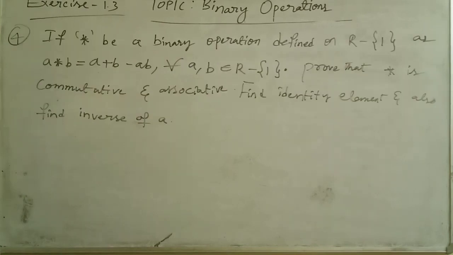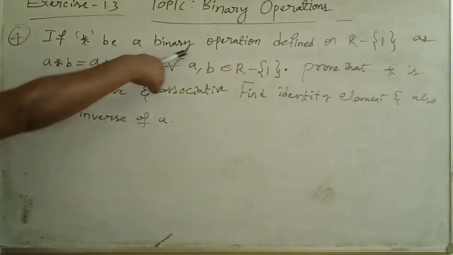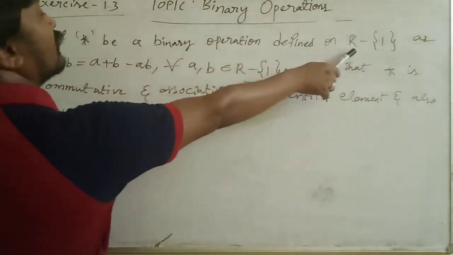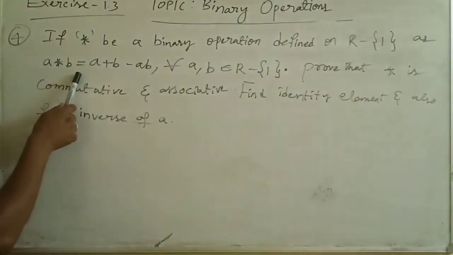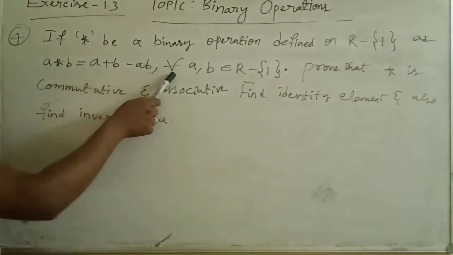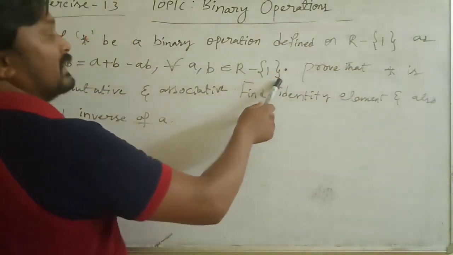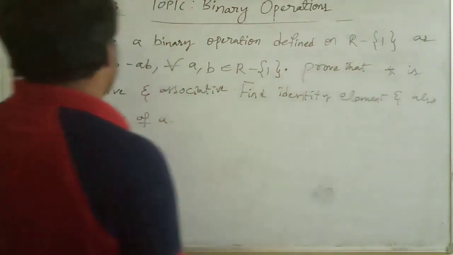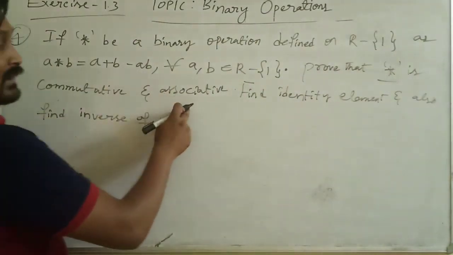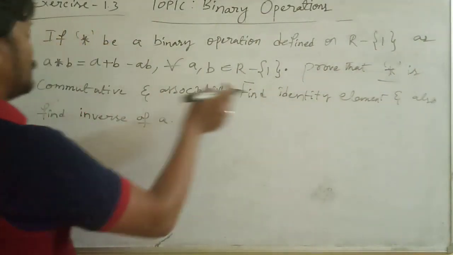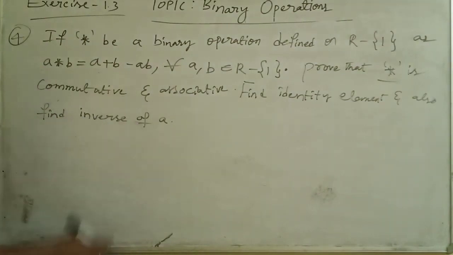Let's move on to the fourth problem. If star is a binary operation defined on R minus {1} as A star B is equal to A plus B minus AB for every A, B belonging to R minus {1}, prove that the star is commutative, associative. Find the identity element, and also find the inverse of A, meaning the inverse of that element.